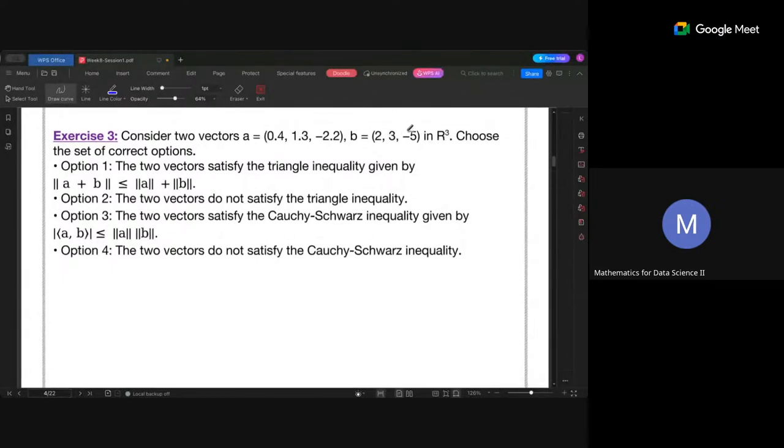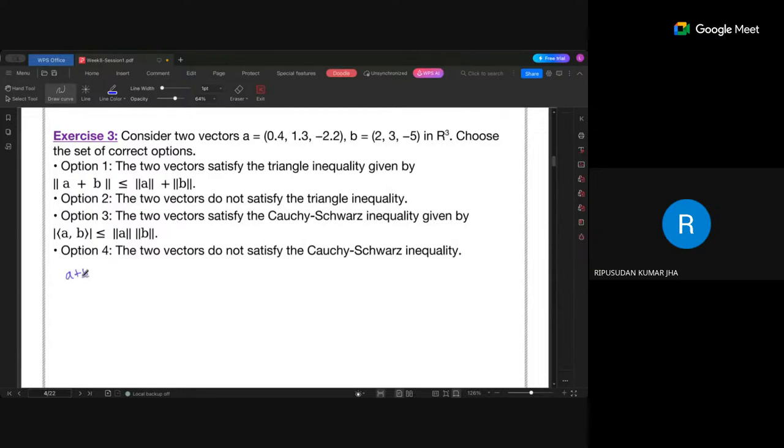Consider two vectors A, B in R3. Choose the set of correct options. So can you check what is norm A? If the inner product is not mentioned, then it is understood that we are considering the usual inner product. What is meant by the usual inner product? I already mentioned it. Dot product. Yeah. So according to the dot product, what is norm A, norm B, and norm A plus B? Can you please calculate norm of A plus B, meaning the left one? First, tell me what is A plus B?